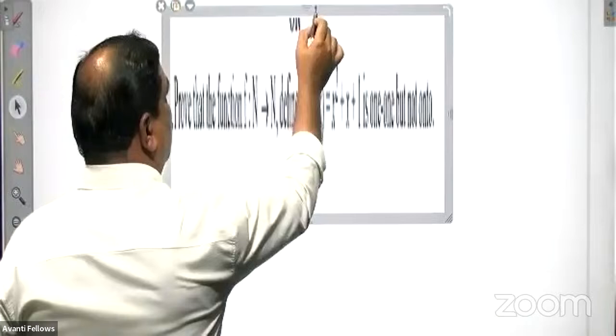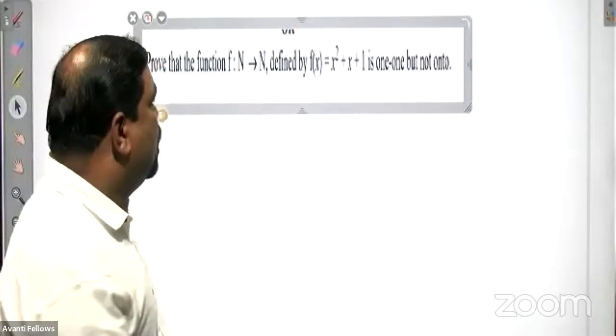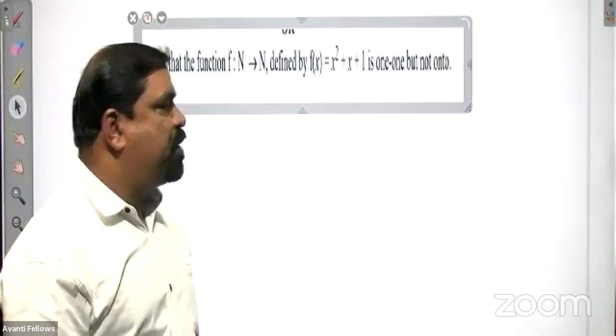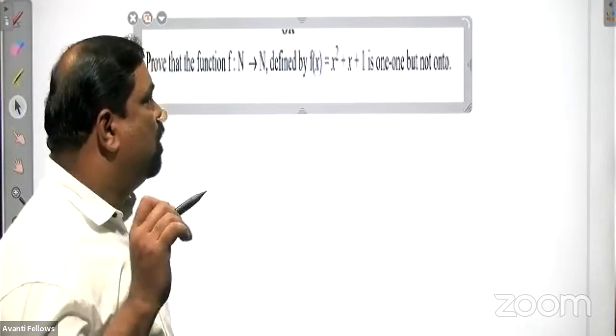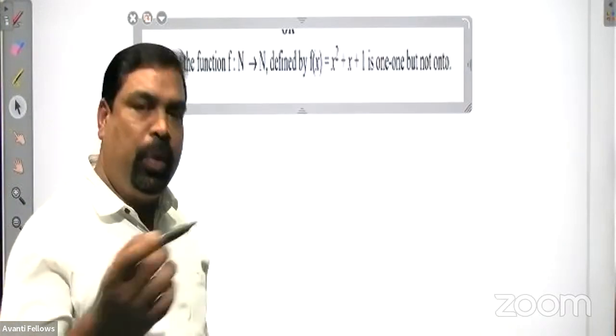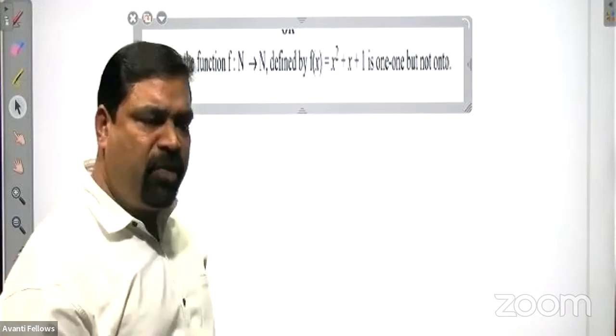So this is the question. One question from the functions actually. Prove that the function f from N to N defined by f of x equal to x square plus x plus 1 is one-one but not onto. I'm not going to explain what is a one-one function.